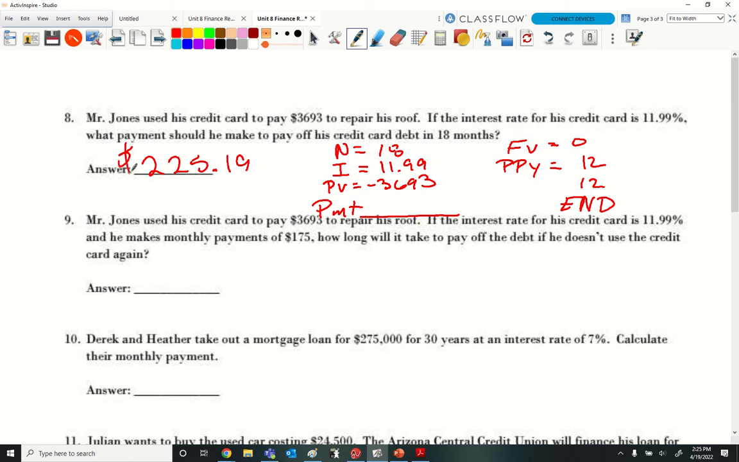There we go. Number 9. Same thing. Uses credit card. Interest rate for this credit card 11.99. He makes monthly payments of $175. How long will it take to pay off his debt if he doesn't add to the card again? So what are we changing here?